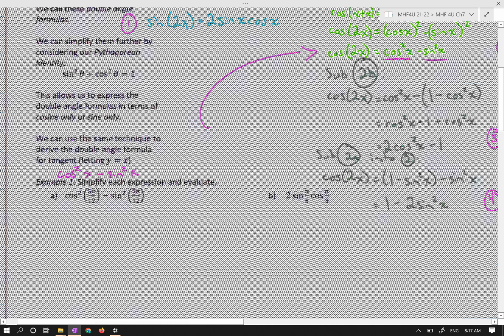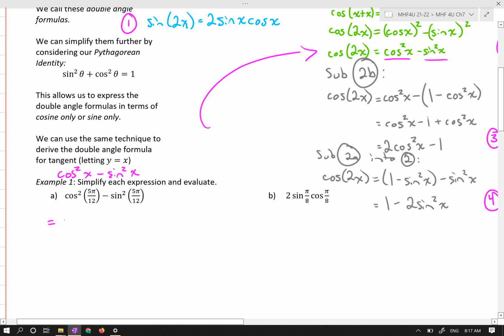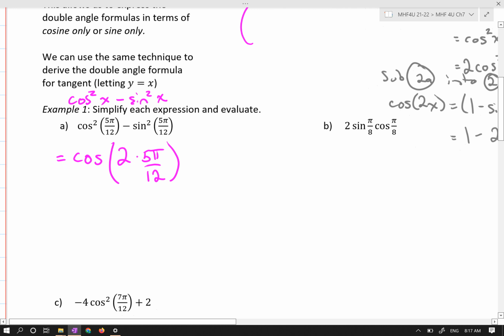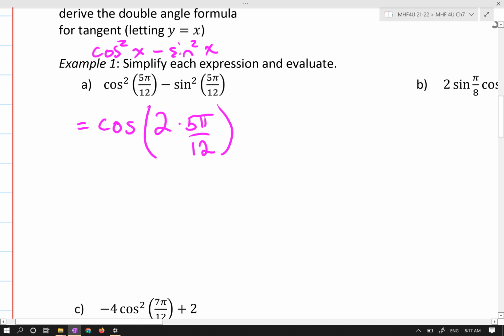So that means I should be able to substitute in, this is going to be equal to the cosine of 2x. Well, what's x in this case? We're working with 5 pi over 12. So we're using this new identity to write an equivalent expression that hopefully we will be able to evaluate. So if I'm working with 2 times 5 pi over 12, well, hang on, that's like the cosine of 10 pi over 12. What's 10 pi over 12? Oh, that's just 5 pi over 6. Just going to write that in one line here, 5 pi over 6.